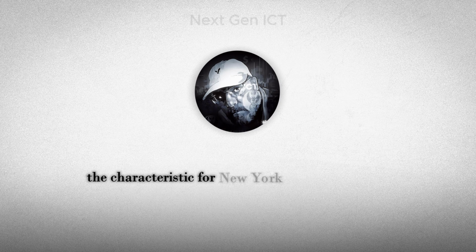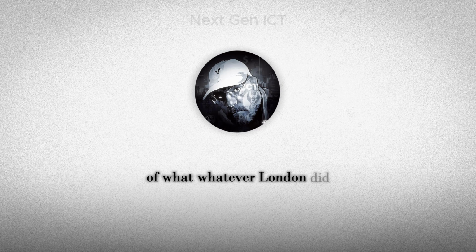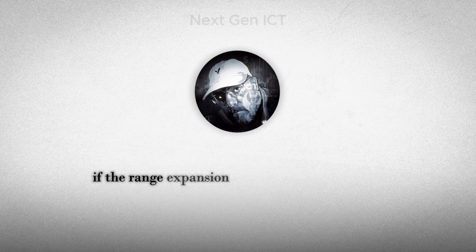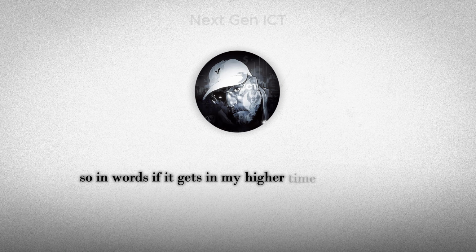The characteristic for New York is a continuation of what? Whatever London did. When does that not occur? If the range expansion that occurred in London continues into New York and it trades to a higher time frame PD array, something that I would have been targeting anyway, which was the basis for the draw on the bias for the weekly chart and or daily chart. So in other words, if it gets in my higher time frame target, then what shifts in my analysis?